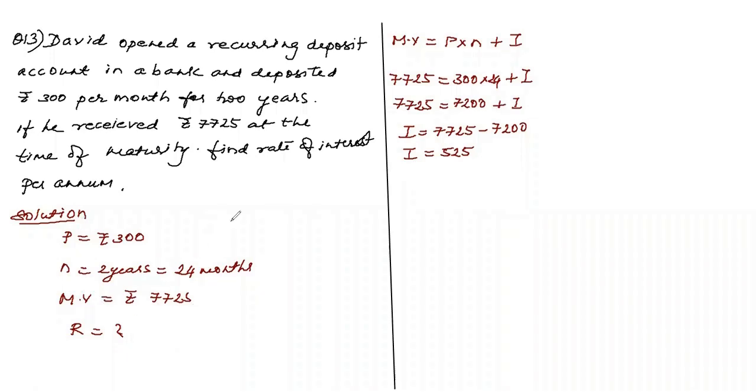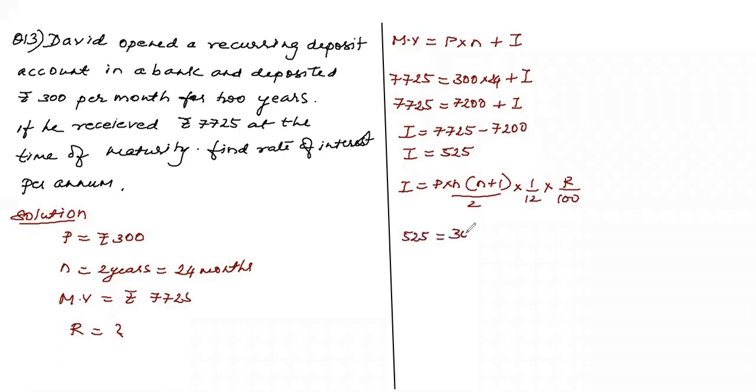Yes, R comes in the formula of I. So I is equal to P into n into n plus 1 upon 2 into 1 by 12 into R upon 100. The R is what you want. Now all other values you know. 525. P is how much, children? 300. What is n, children? n is 24. What is n plus 1? 25. Into R. We don't know R.